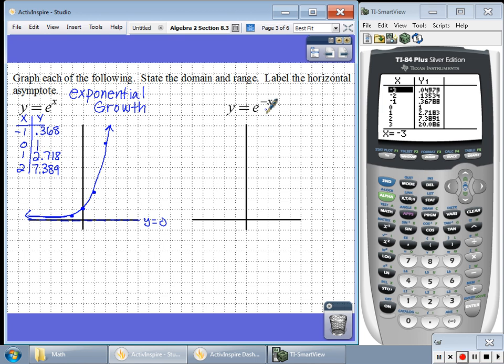Now remember, y equals e to the negative x. We want to rewrite this as 1 over e to the x power. 1 over e is 1 divided by 2.718. We know that that is less than 1, so this right here is exponential decay. And we also know what that graph looks like.